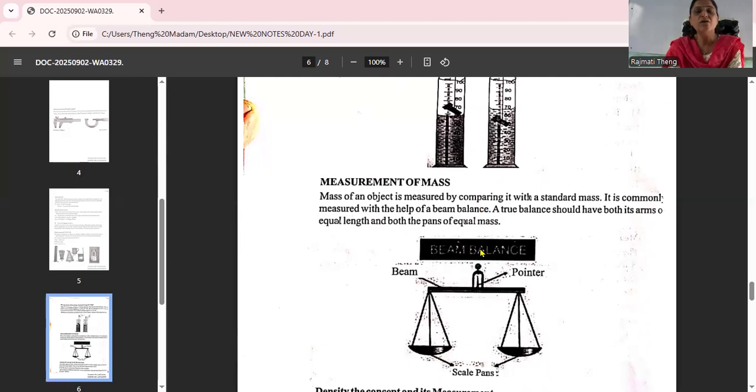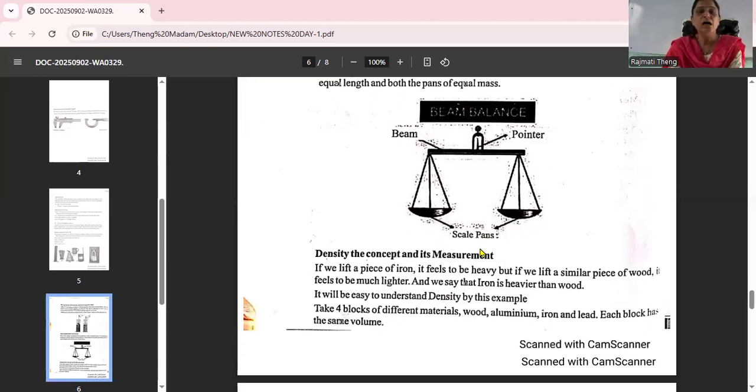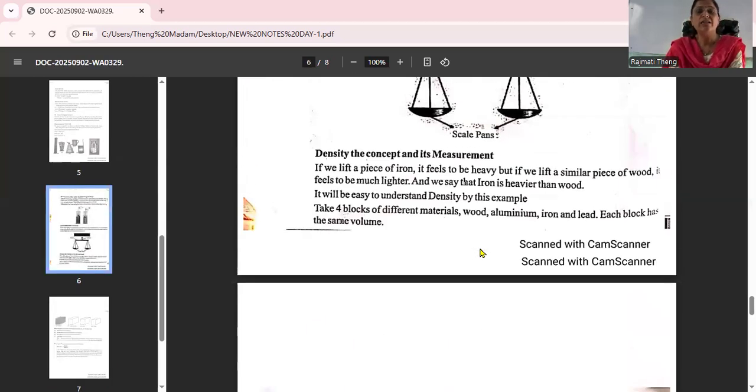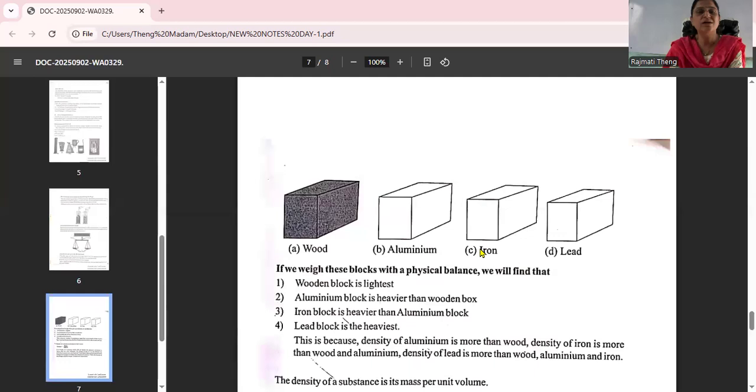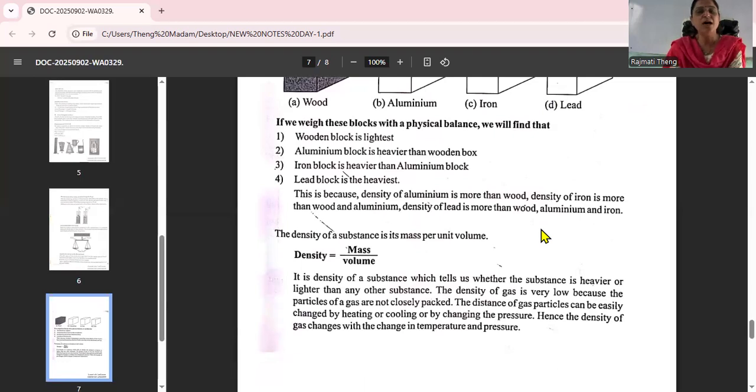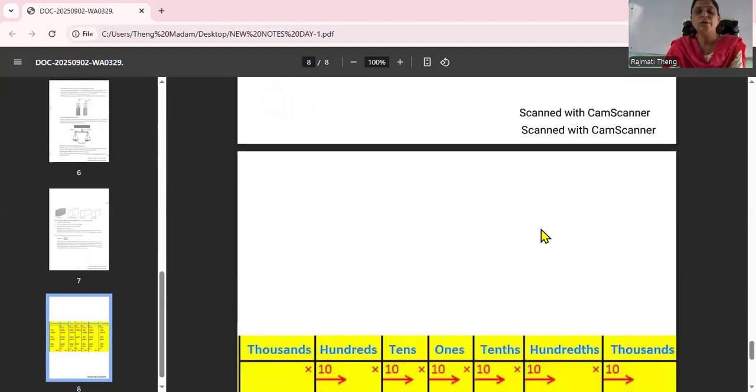To measure the mass, we use the beam balance, like an electronic balance, beam balance. After that, density is equal to mass upon volume. Different substances have different density. Wood has less density as compared to aluminum, aluminum is high density as compared to wood, iron is higher, lead is the highest density. So there are four objects arranged in increasing order of their density. Density is equal to mass upon volume. Is it okay, my dear students?